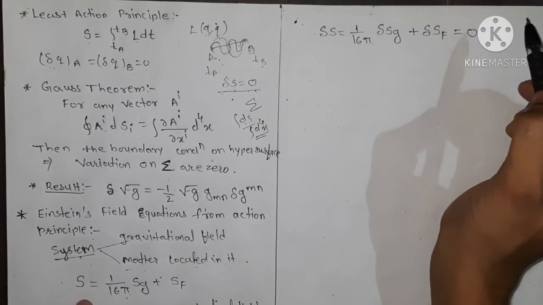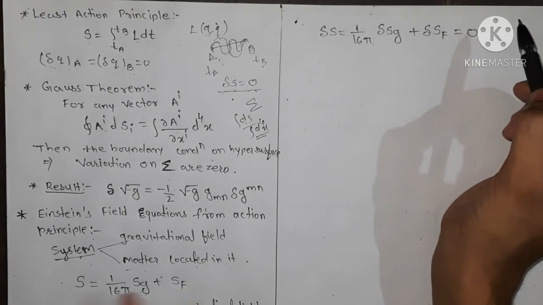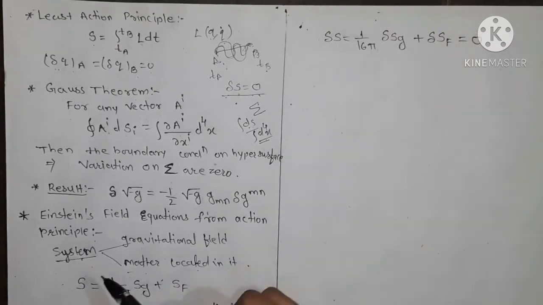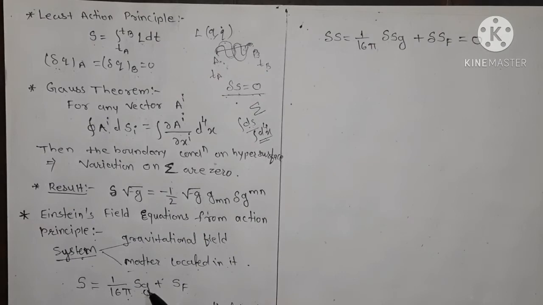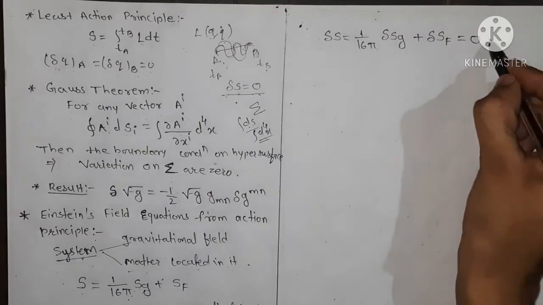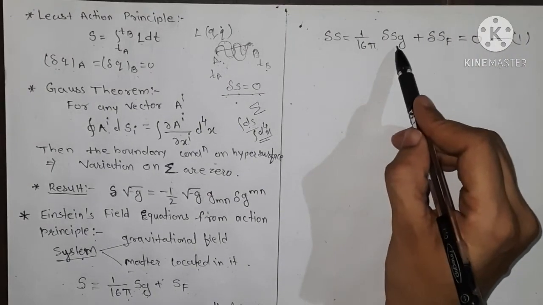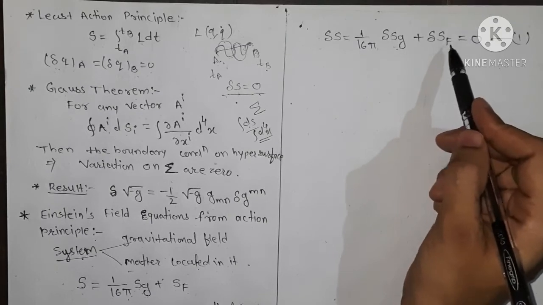So delta S is nothing but our 1/16 pi Hg plus SF. This implies that delta of S, the variation in S, is nothing but the variation in Sg and the variation in SF. So we write the equation in this form. We give this as equation 1. Now we solve firstly for Sg and then for SF.